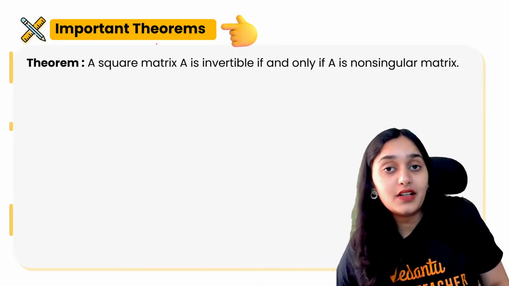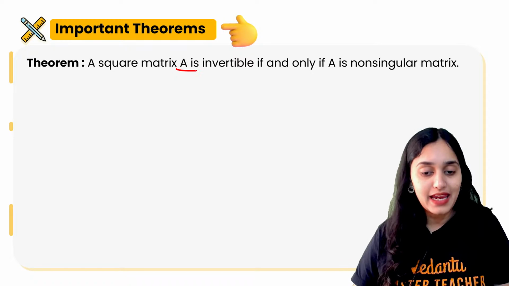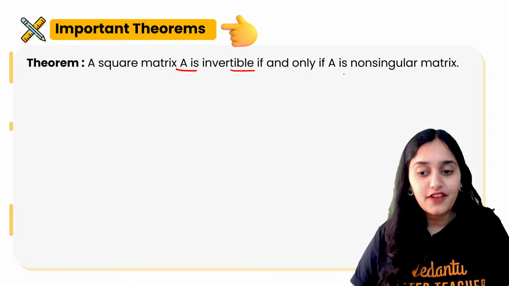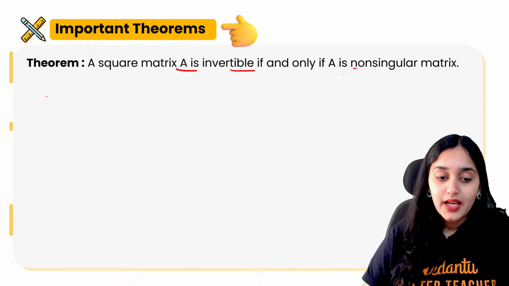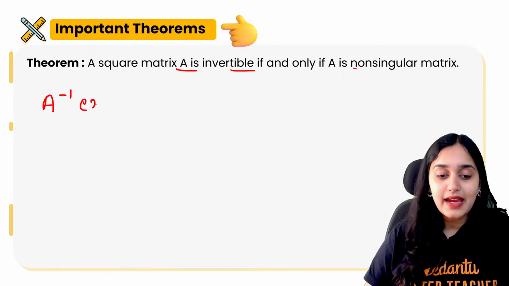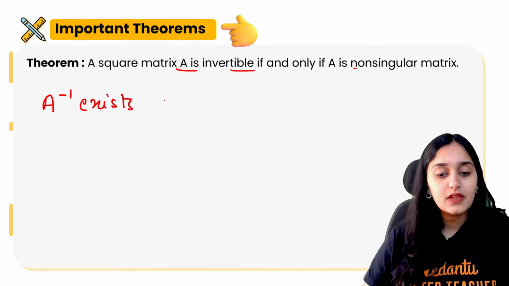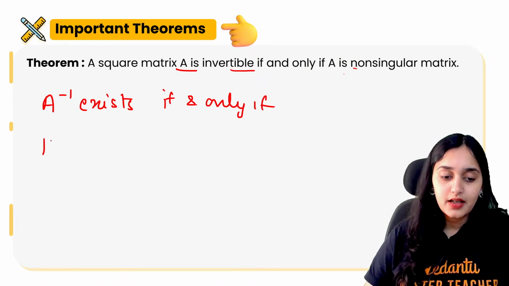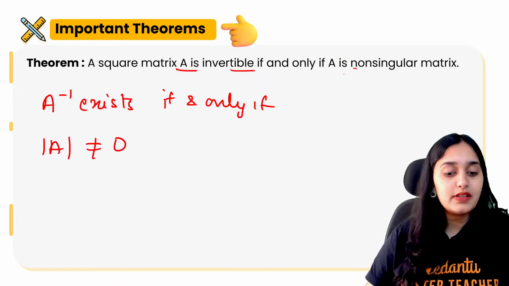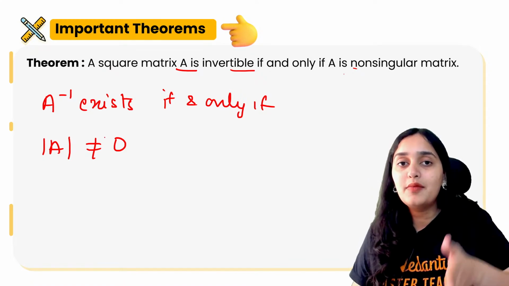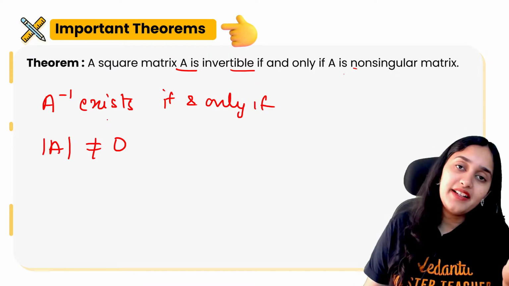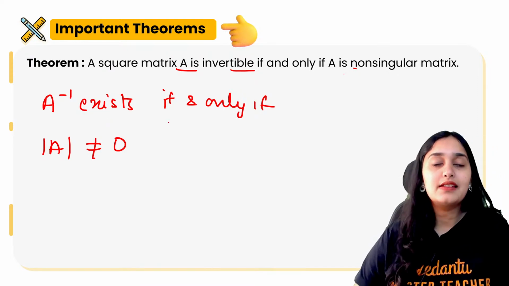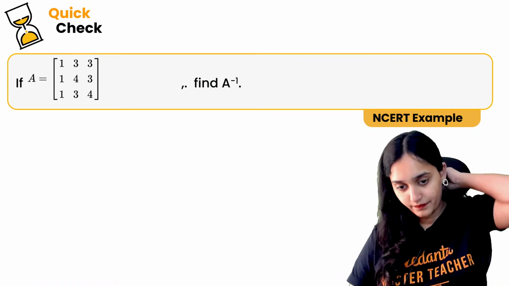Some theorems related to it. A square matrix A is said to be invertible if and only if A is a non-singular matrix. Means A inverse exists if and only if determinant of A is not equal to 0. Obviously, if the determinant is 0, then 1 upon determinant will be 1 by 0, undefined, right? So, A inverse exists if and only if determinant of A is not 0, right?